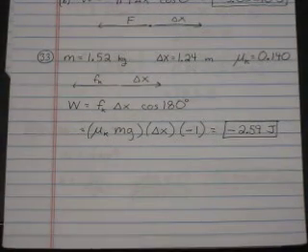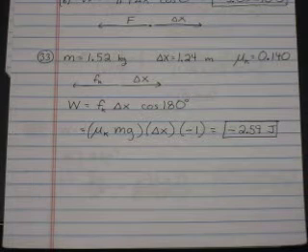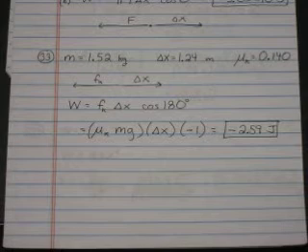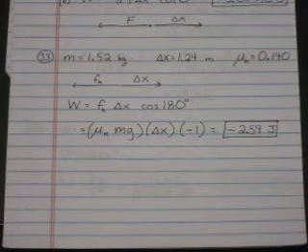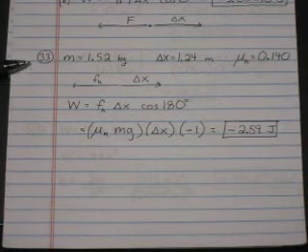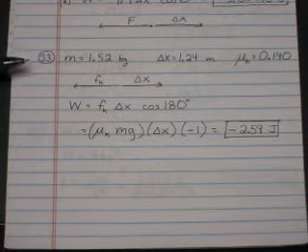This is Physics 102A homework, Chapter 5, Part 2, starting with number 33. We have a book sliding across a level surface. Find the work done by friction. So we have the mass, 1.52 kilograms, the displacement, and the coefficient of friction.